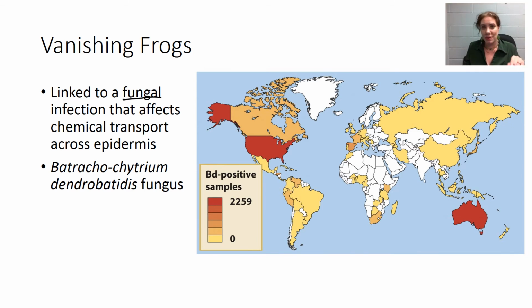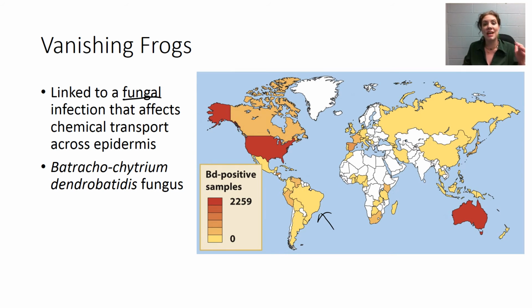The areas where we find this fungus in particular are the US. We see it in the continental US as well as in Alaska. Australia has a lot of it. There are some samples that are found in South America, but it's not as prevalent, and very little in Africa. And this matches up very well with the extinction rates that we were looking at in the amphibian endangerment from a couple slides ago.